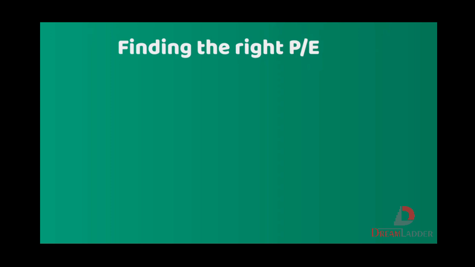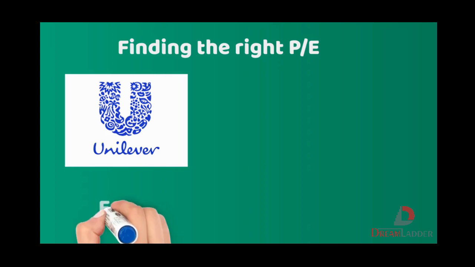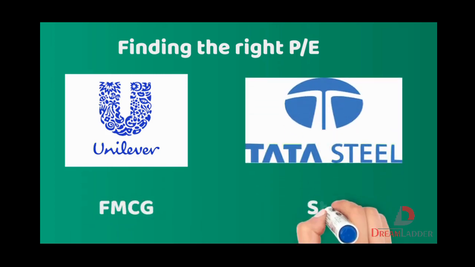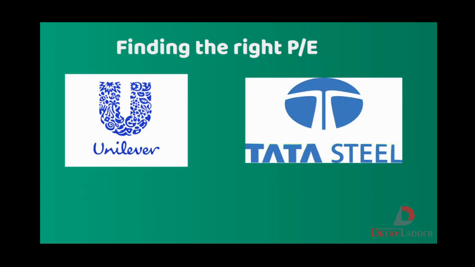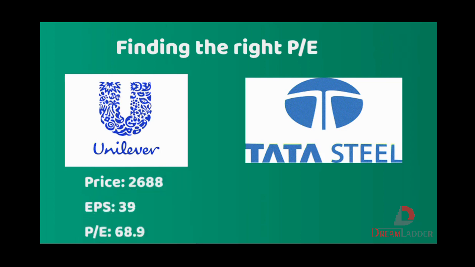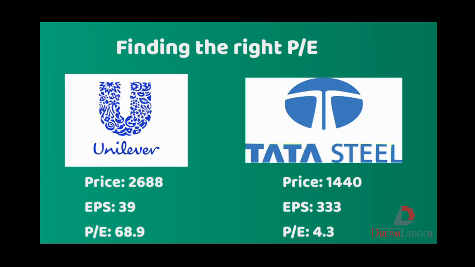Now we go to the next question, how do I know what is the right PE? So we consider an example where we have Hindustan Unilever from the FMCG sector and Tata Steel from the steel sector. Based on current trading price, Hindustan Unilever is available at a PE of 69, whereas Tata Steel is available at a PE of 4.3.